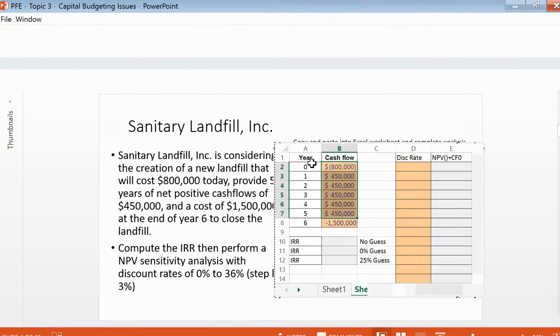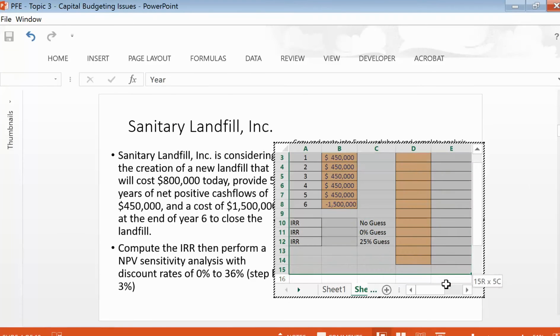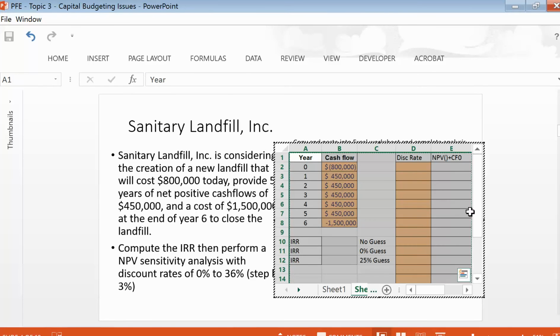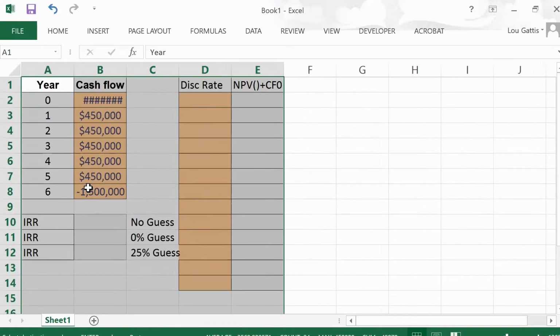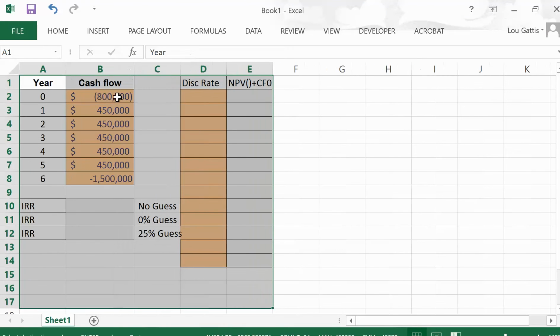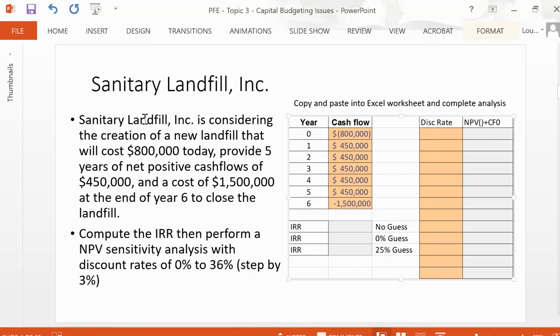I'm going to grab this from Excel and put it into my workbook. Here's an example of a sanitary landfill. You're going to pay $800,000 to buy it. You're going to get paid $450,000 a year as people pay you to dump garbage. And then at the end, you have to do some work to fill up the landfill. So you have a negative cash flow, positive, the sign switches once, and then it switches signs again.